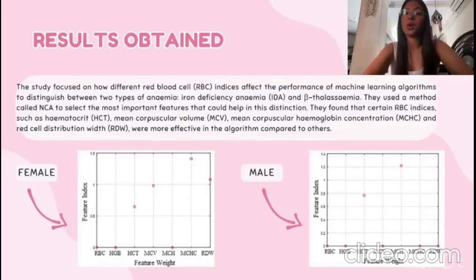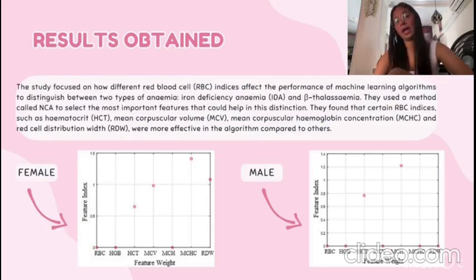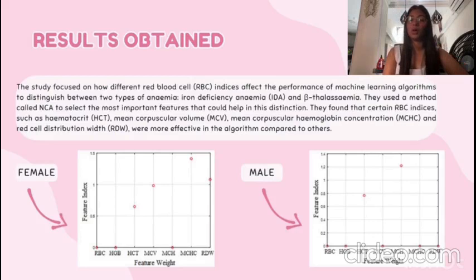The study focused on how different red blood cell indices affect the performance of machine learning algorithms to distinguish between two types of anemia: iron deficiency anemia, IDA, and beta thalassemia. They used a method called NCA to select the most important features that could help in this distinction. They found that certain RBC indices such as hematocrit, mean corpuscular volume, mean corpuscular hemoglobin concentration, and red cell distribution width were more effective in the algorithms compared to others.